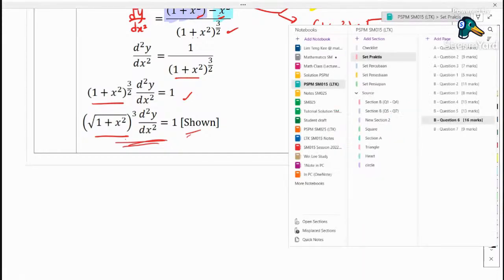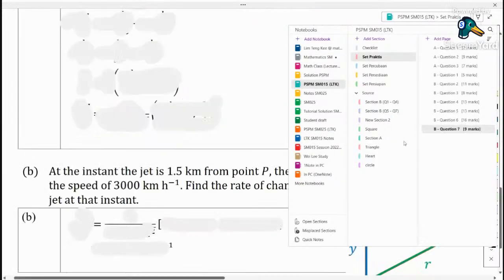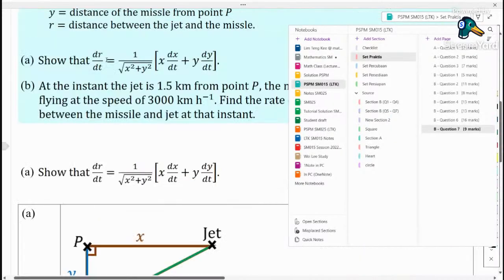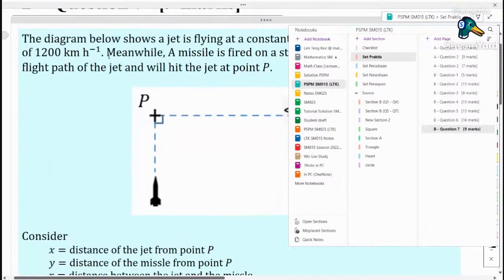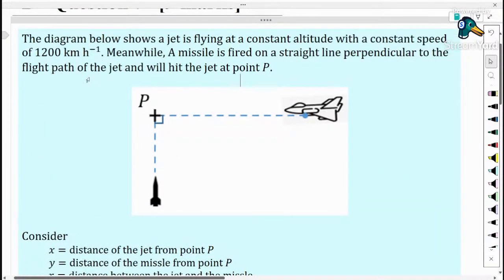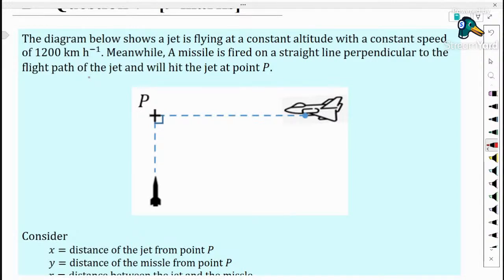Finally, the very last question on this paper, question number 7, regards the applications of differentiation. In this case, we discuss the rate of change. So there's some story there. A lot of words is written there. Let us try to understand the story.